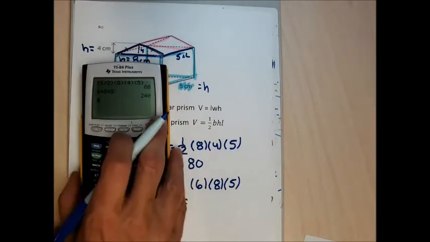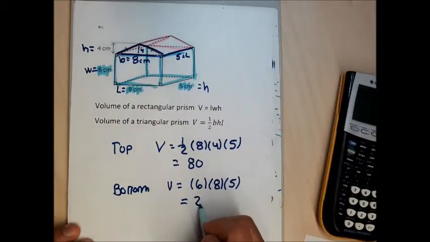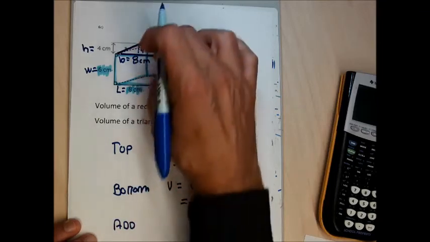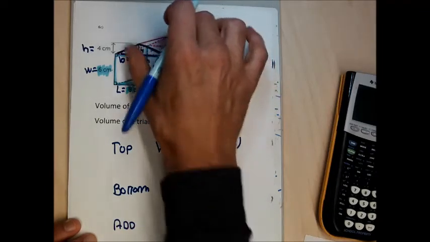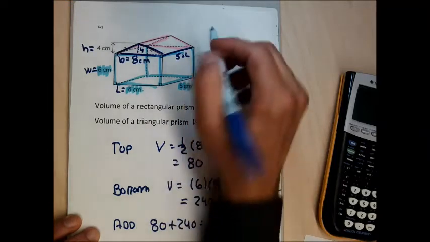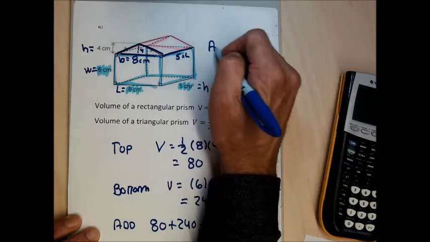That gives me 240. And then for my answer, I need to add these together, because I'm adding the volume of the bottom to the volume of the top to get the combined volume. And 80 plus 240 is 320. So the numerical part of my answer for 6C is 320.